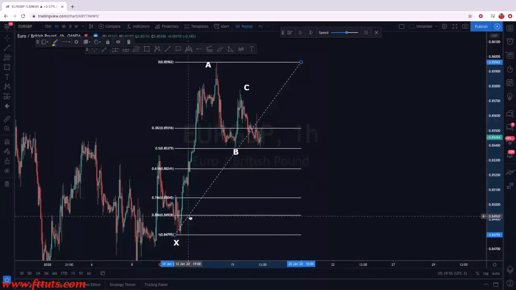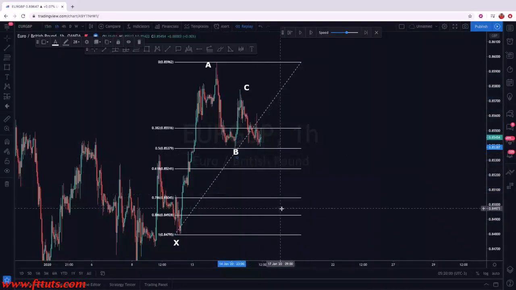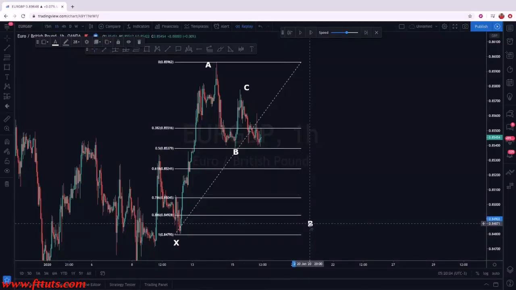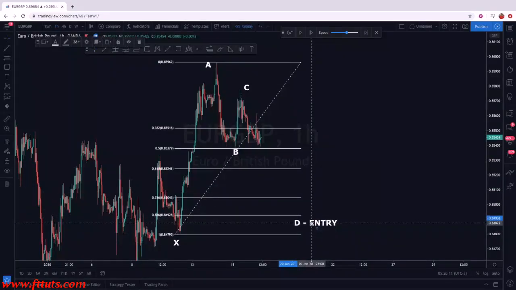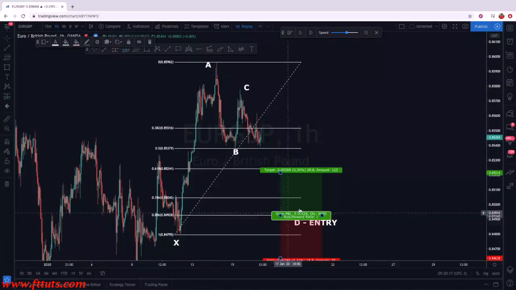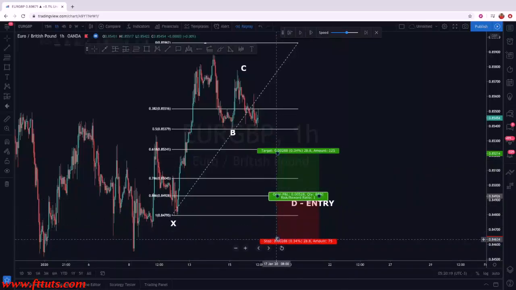And then the 88.6 is where your entry is going to be, is where your D leg is actually going to be. Let's do this. D leg, D, which is your entry. Okay, this is where the D leg is going to be. So what you do is that you would have your entries right here, your buy limits right here. Okay, your buy limit right here.